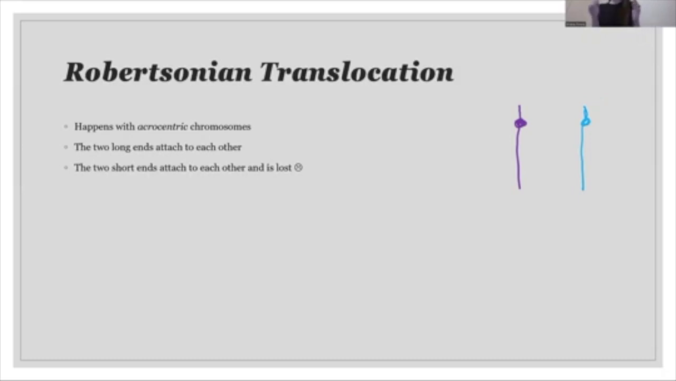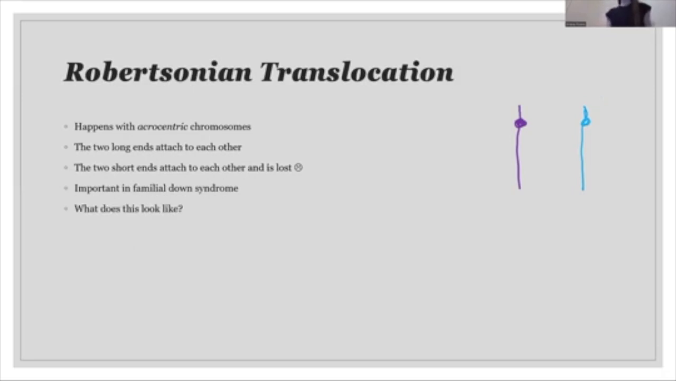This is because they're so tiny, the cell doesn't really pick it up. We know that we need spindle fibers to attach to the centromeres and all of that stuff, and it's just so small that the spindle fibers can't find it. And so it ends up being lost and we don't have it anymore. Like I said, this is important in familial Down syndrome.